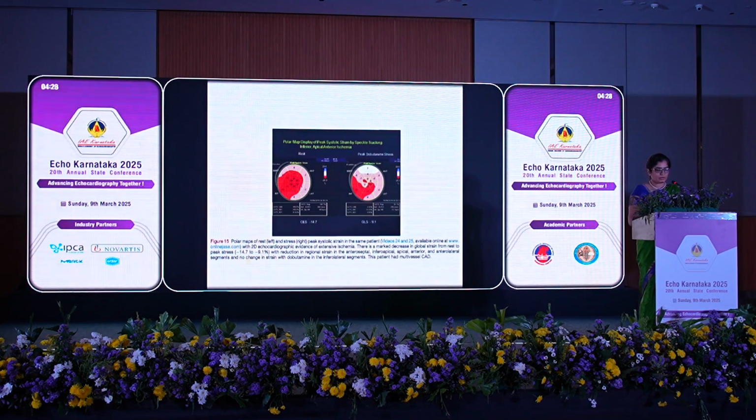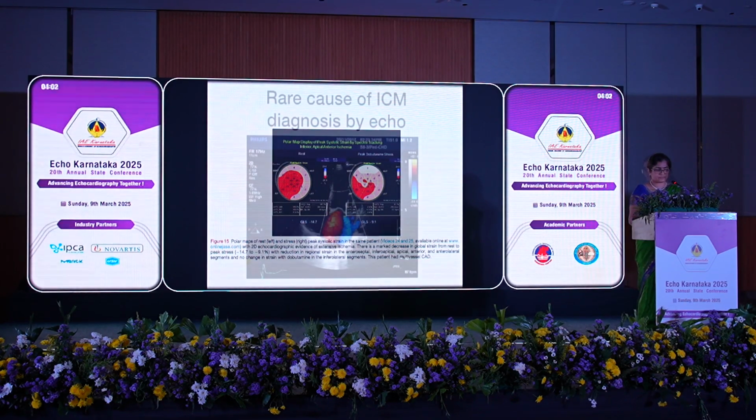So this is the polar map at rest and at stress for the same patient. And here you can see that when the stress echo was done, the GLS dropped from -14 to -9.1. And there is unmasking of regional wall motion abnormality in the anterior and lateral territories, and only the inferior territory is non-ischemic. And this patient had multivessel coronary artery disease.